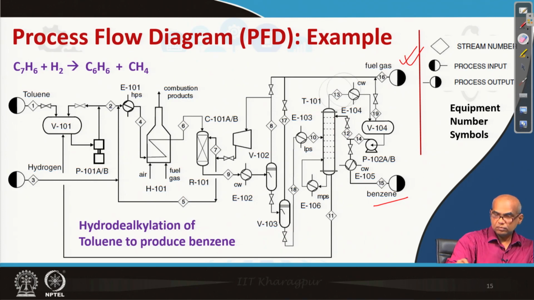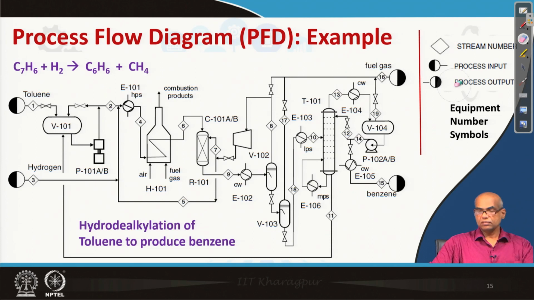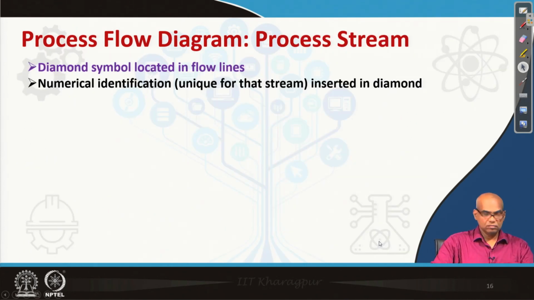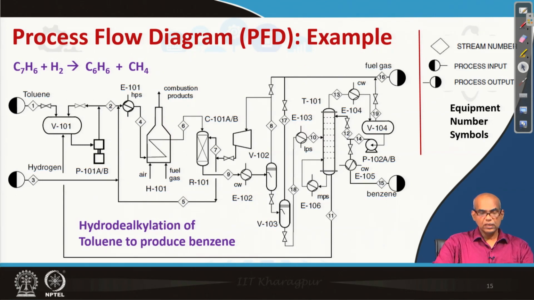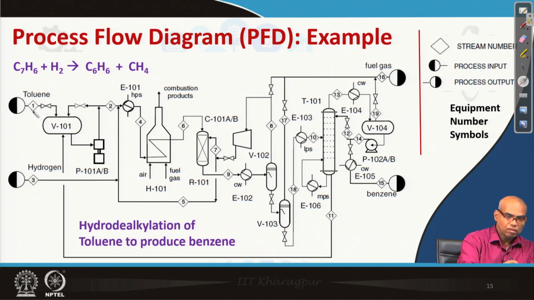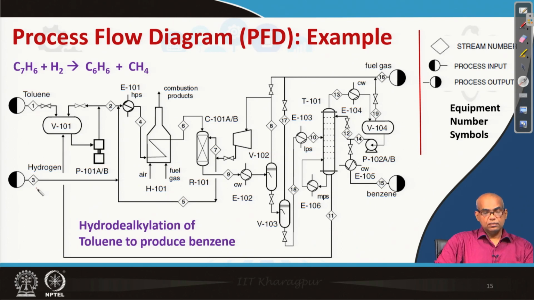So, note in this figure how every equipment is indicated. Every equipment has a number, every equipment has a symbol. Also, there are diamond symbols which contain the numbers for the streams.